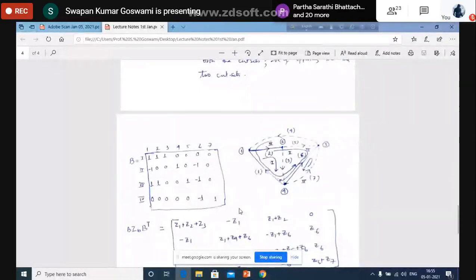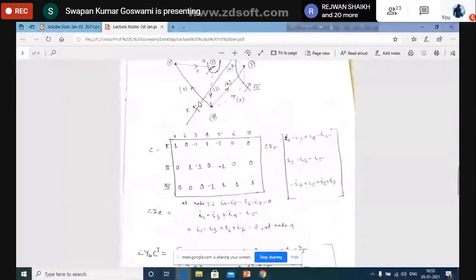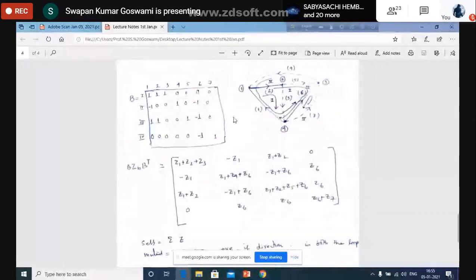Now, this was the same tree. This tree we have chosen, and for this selection of the tree, these are the loops. You see that this is a tree branch, this is a tree branch, this is a tree branch. So the remaining are the links. How many links are there? 1, 2, 3, 4. So there will be 4 basic loops.